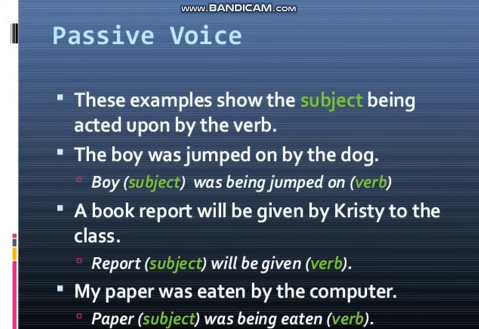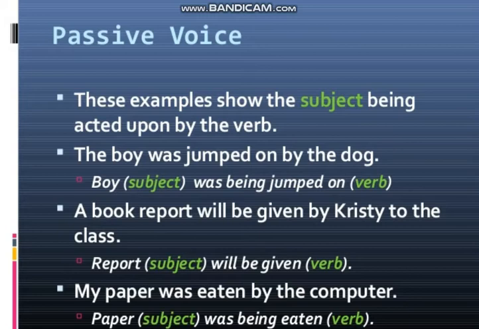As you can see, these examples show the subject being acted upon by the verb. The boy was jumped on by the dog. Here the dog is not that important. The main focus is on the boy. So the boy, the subject, was being jumped on, the verb. Here you can see the object just interchanged its place with the subject. There the dog was the subject and here it is the object, and there the boy was the object and here it is the subject. So the boy just received the action.